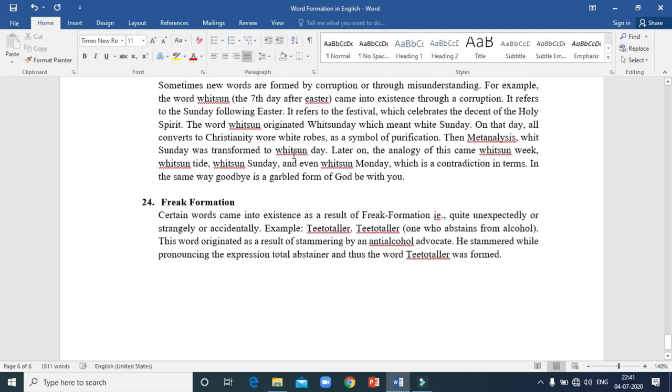It was Whit Sunday. Then it was transformed into Whitsun Day because the space was put in the wrong place. So it becomes Whitsun Day and night. And then later, because of analogy, it became Whitsun Week. Whitsun Week means the next week after Easter. Whitsun Tide, Whitsun Sunday, Whitsun Monday, many words came about through analogy. So this is an example of corruption or misunderstanding.